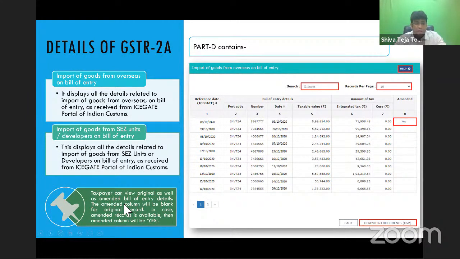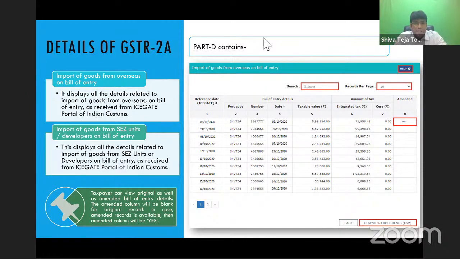Then you can see one important pin there. Taxpayer can view original as well as amended bill of entry details. Amended column will be blank for original record. In case an amended record is available, then the amended column will be yes. You can see that amended, in one case it is yes, in all the rest it is blank. And there's an option that you can download the documents also. Where I say CSV file, CSV is nothing but an Excel file only. Yeah, next.